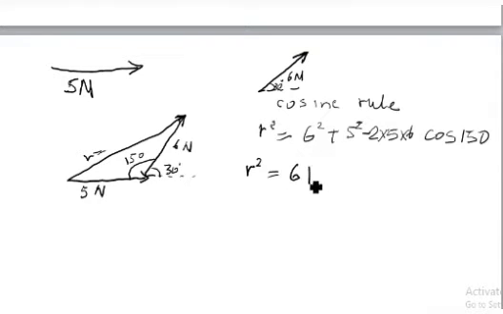61 plus, if you multiply this, you're going to have 60, and then cos 150 is negative root 3 over 2, it's in the negative quadrant, so it turns this negative sign to positive. So R will give you the square root of this whole thing, and it's going to give you 10.62.